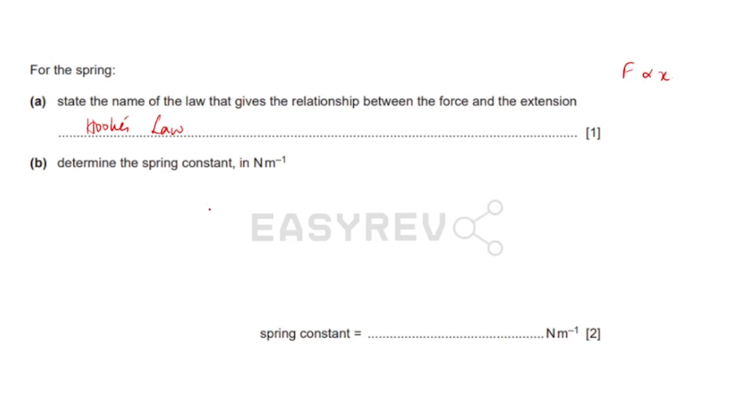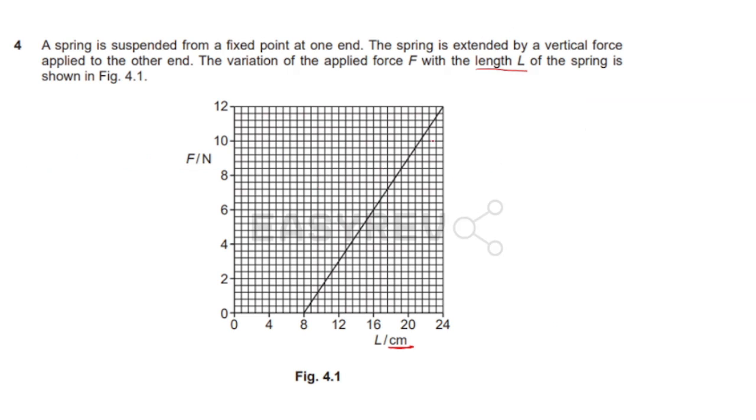Next we have part B, determine the spring constant in newtons per meter. There's only one piece of information that we can use here, and that's this graph, figure 4.1. And we can in fact bring back the law that I wrote in the second slide, that is force is directly proportional to extension. And from here we have the formula itself that illustrates Hooke's law, which states that the force applied is the spring constant times extension. Now if I were to make the spring constant the subject of the formula, I'd have force over the extension.